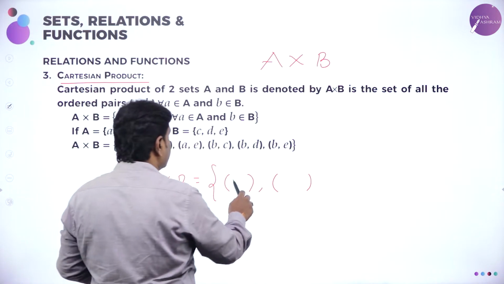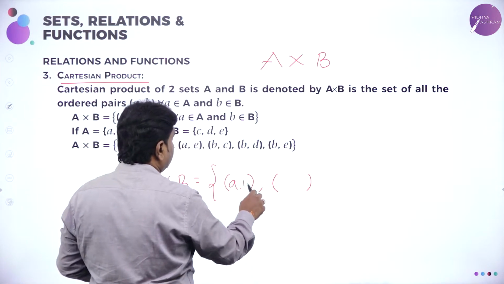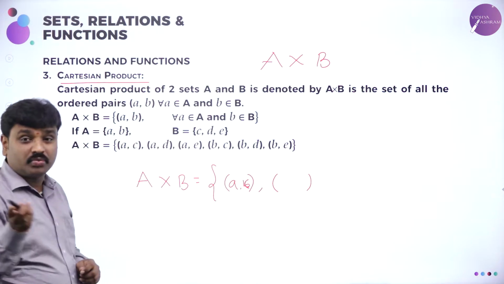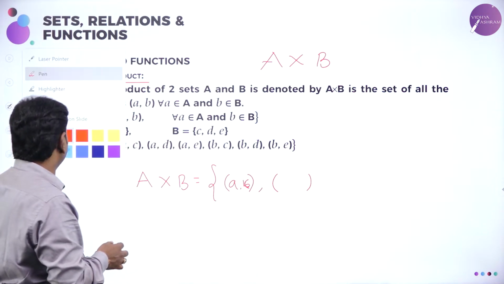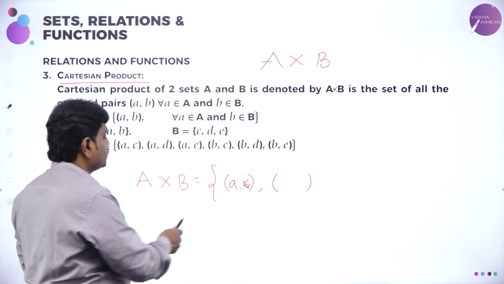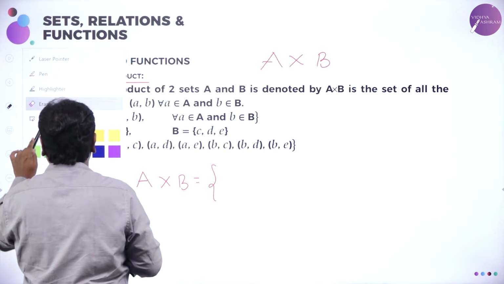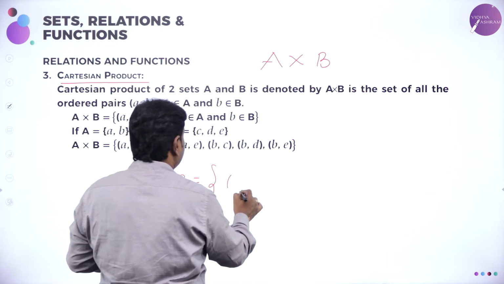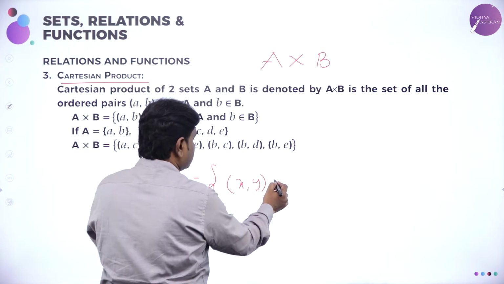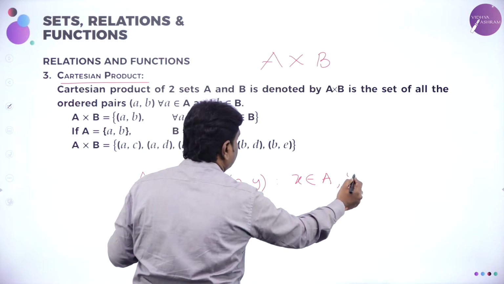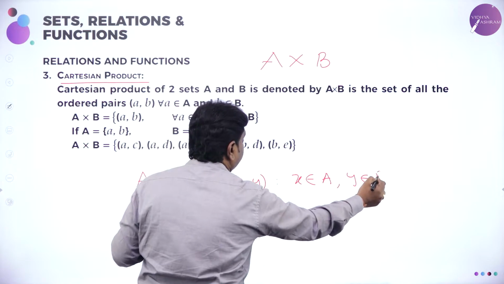So each element is a pair (a, b), (a, c), like that. They have given an ordered pair where the first element should belong to the first set and the second element should belong to what? The second set. Or I can also say A cross B contains ordered pairs, say (x, y), such that x belongs to the first set A and y belongs to the second set B.